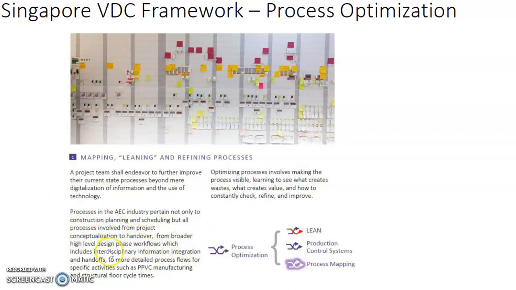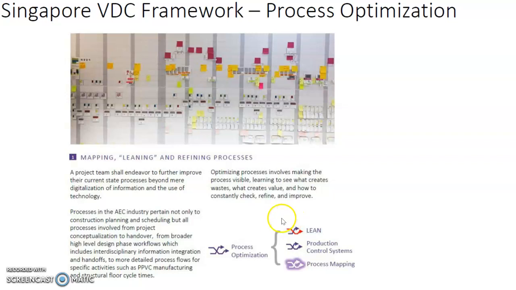From a broader high-level design phase workflow, which includes interdisciplinary information integration and handoff, to the more detailed process flows for specific activities such as the PVVC method of project delivery, manufacturing, and structural floor cycle times. Optimizing the processes involves making the process visible, learning to see what creates waste, what creates value, and how to constantly check, refine, and improve.